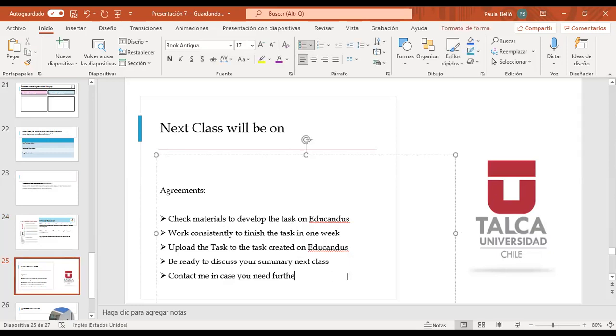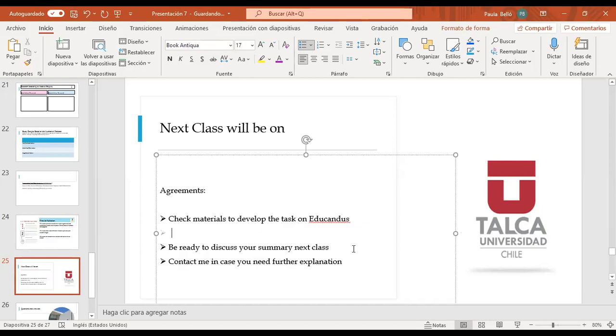Take materials to develop the task on Educandos. So on Educandos, you will have all the materials plus Kumar uploaded again and this chart. Yes. So if we have any other task by the following week, it has to be finished. In this case, we are going to upload the corrected abstracts to the forum on Educandos. Forum 1, week 1, and our next class will be on Wednesday.